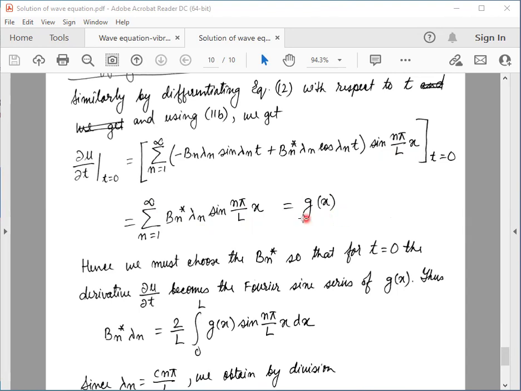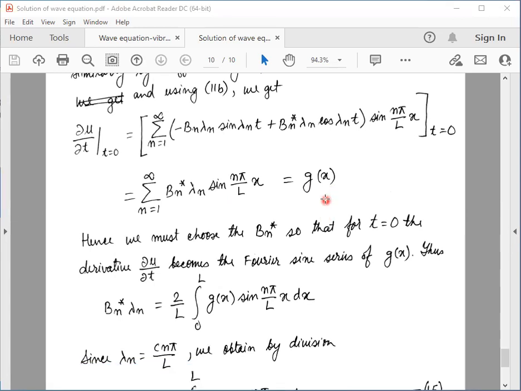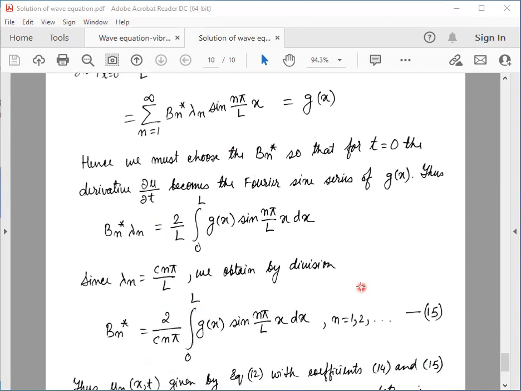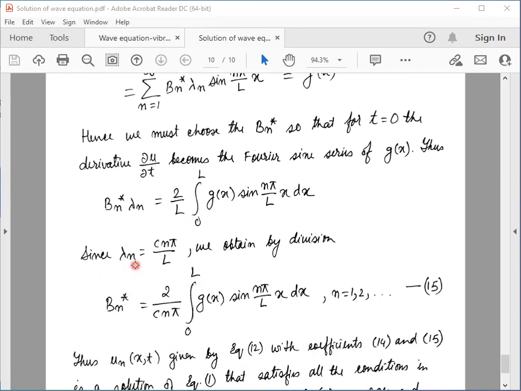Now we also see that this is nothing but a Fourier sine series of the function g of x. And from the theory of Fourier series, we can easily determine Bn star lambda n. So Bn star lambda n is given by 2 by L integration 0 to L g(x) sine n pi by L x dx. And now lambda n, we know that lambda n is equal to c n pi by L.